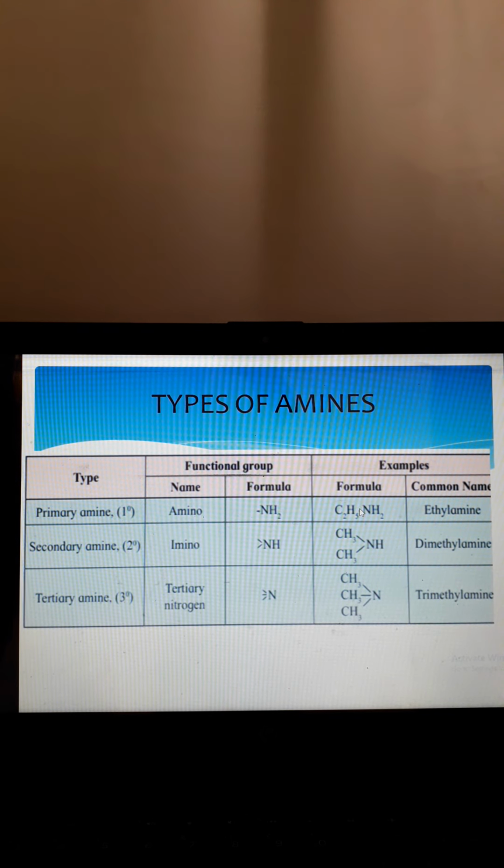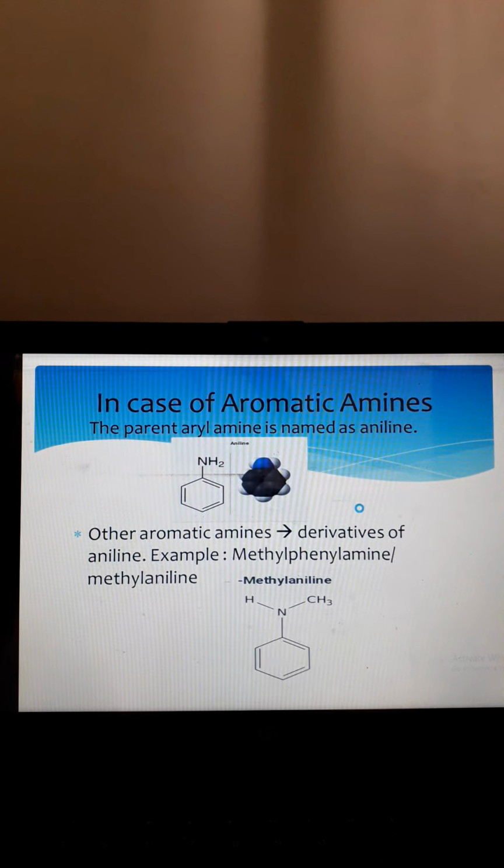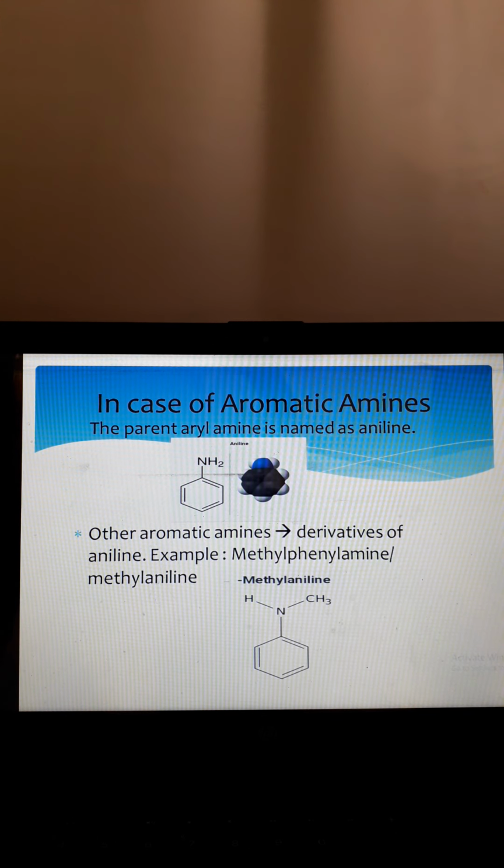While in the case of tertiary amine, you can see all three hydrogen atoms are replaced by alkyl groups, and here the alkyl group is also methyl. Since there are three methyl groups, we have used the prefix tri, and therefore the name becomes trimethylamine.